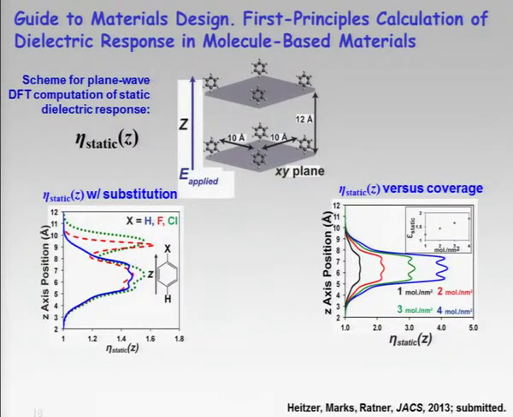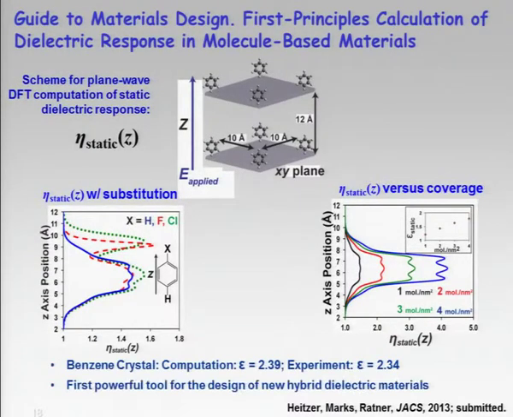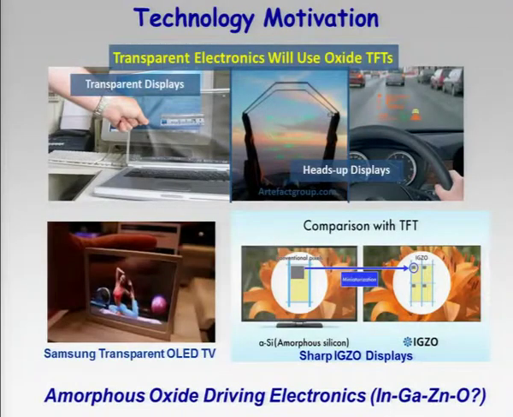Now you might be saying, yeah, but connect it with reality. What does calculated versus experiment look like? So this is the computed capacitance for a benzene crystal, 2.39. This is what's in the literature, 2.34. And we have a number of other cases where we hit it within 5 or 10%. So we have the armamentarium now to really start predicting the properties of these dielectrics.